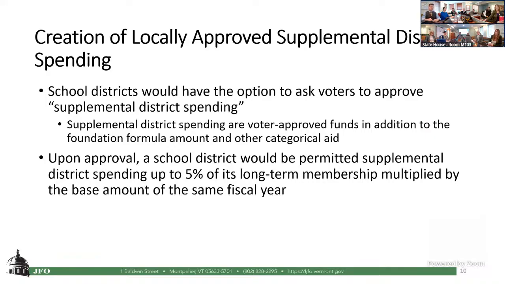So upon approval from the voters in that school district, a district would be permitted to have supplemental district spending of up to, this is a cap, 5% of its long-term membership. So that's its unweighted student count multiplied by the base amount of the same fiscal year, right? So that's that 1533 adjusted by inflation. There is a transition provision. So in the first years of the foundation formula, it starts at a higher cap and then it phases down over time to this statutory cap of 5%.